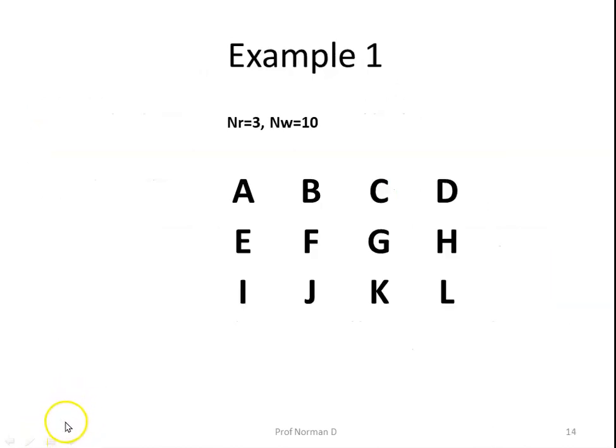Now we'll have a look at an example. We have servers from A to L, a total number of 30 servers across which the files have been replicated. In this example we'll consider NR to be 3 and NW to be 10. So this is your write quorum and this is your read quorum.